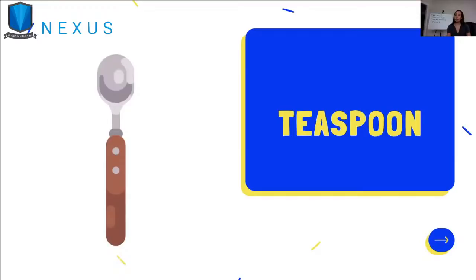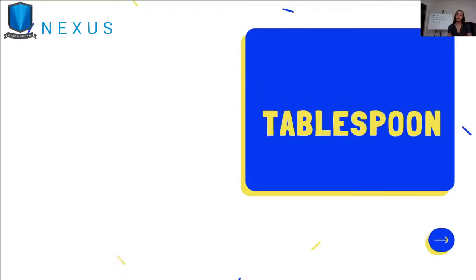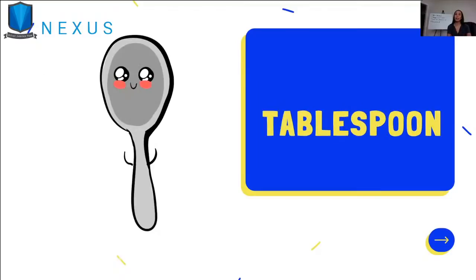Teaspoon. Fork. Make sure you're pronouncing that K at the end, okay? Fork. One more time. Fork. Tablespoon.